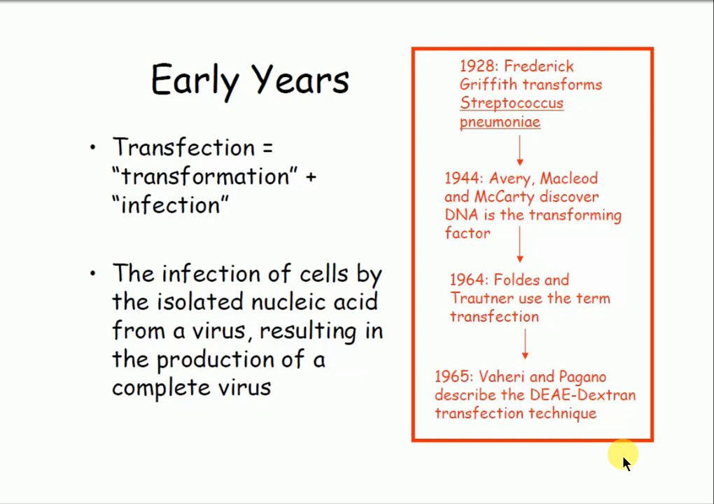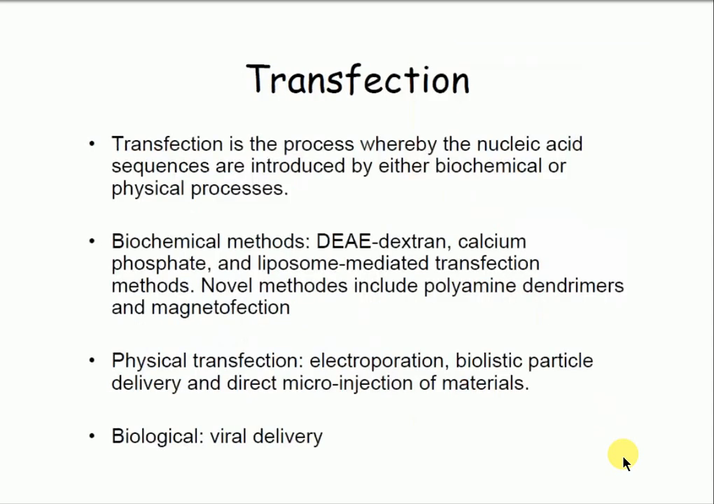And then in 1964, Szybalska and Szybalski used the term transfection for the first time. And then methods were developed to bring DNA in. And one of the first ones, described by Ryan Bagano, was the DEAE-dextran transfection technique, which you're going to review a bit as well. So, transfection is the same principle as transformation, but with mammalian cells. And what we want to do is to put nucleic acids into cells using either biochemical or physical processes.